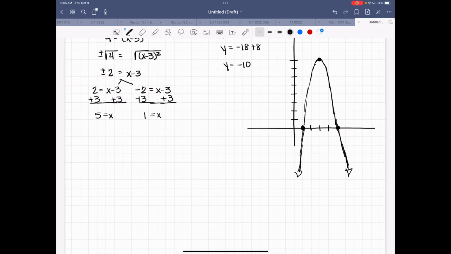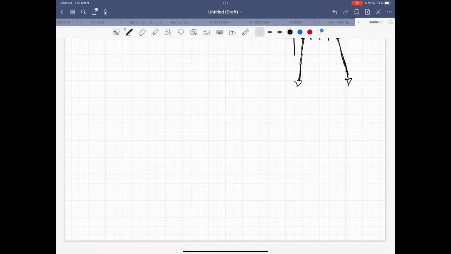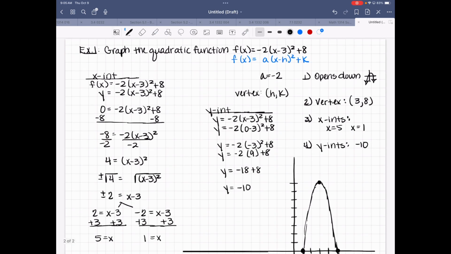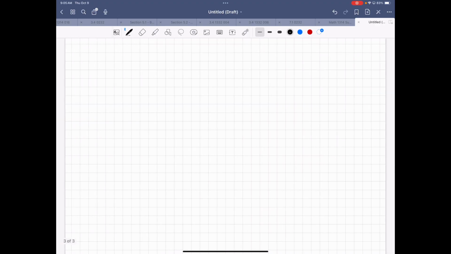Okay, so that's example 1. Let's look at example 2. I'm going to flip to a new page. It's a little lengthy, just when we graph it. So we want to graph f of x equals (x plus 3) squared plus 1.